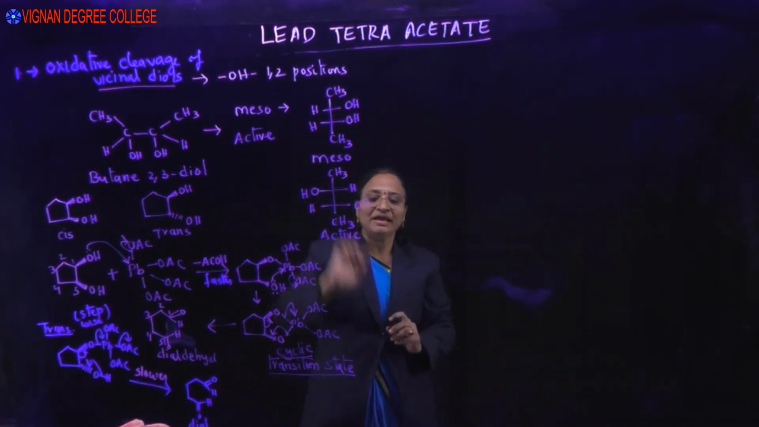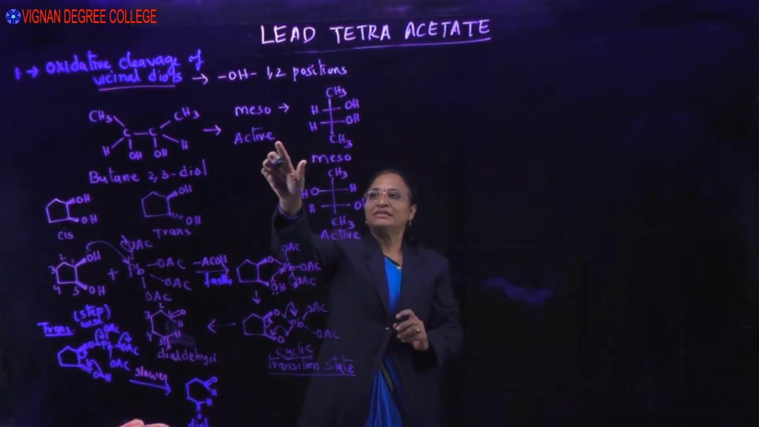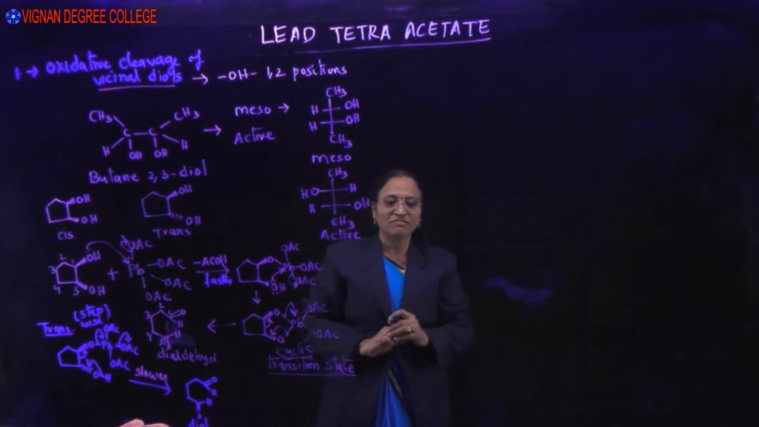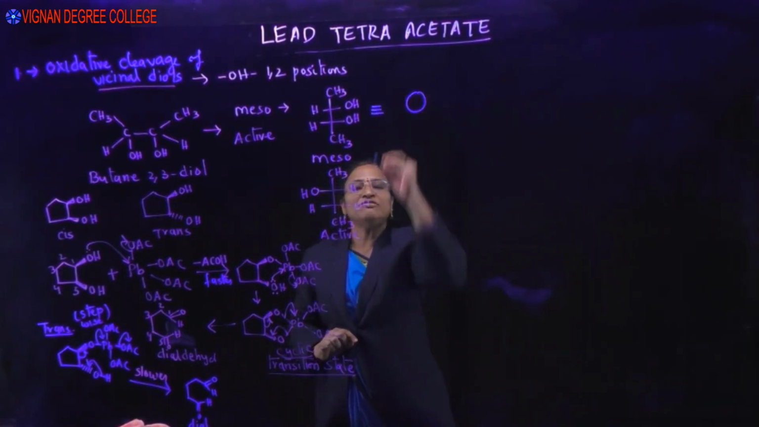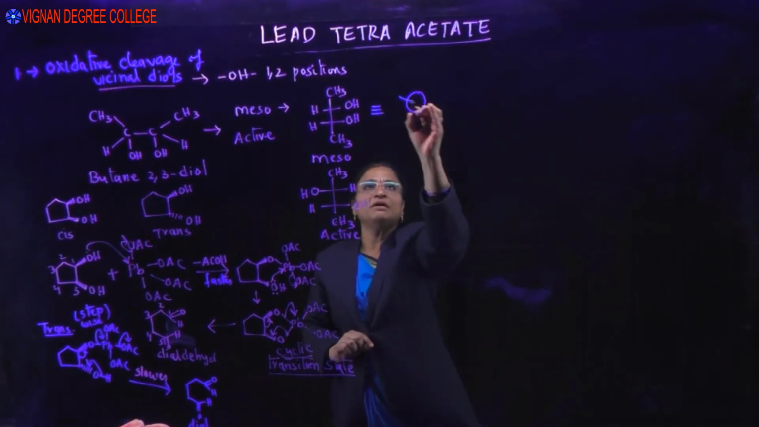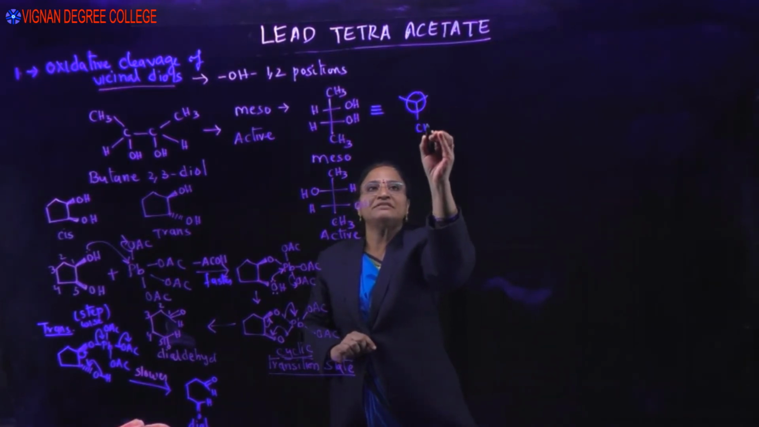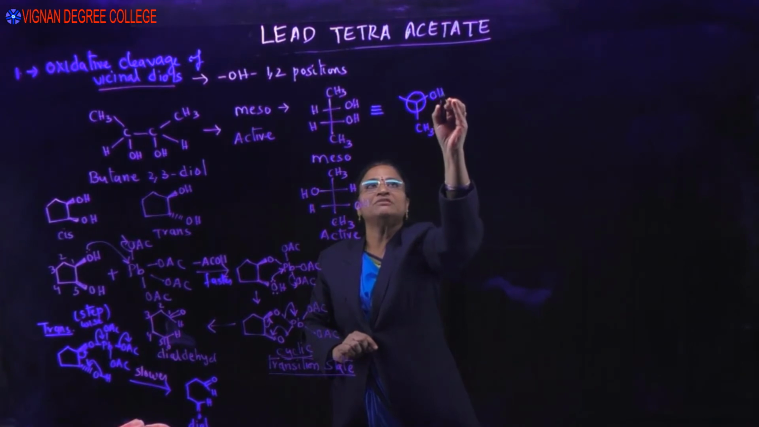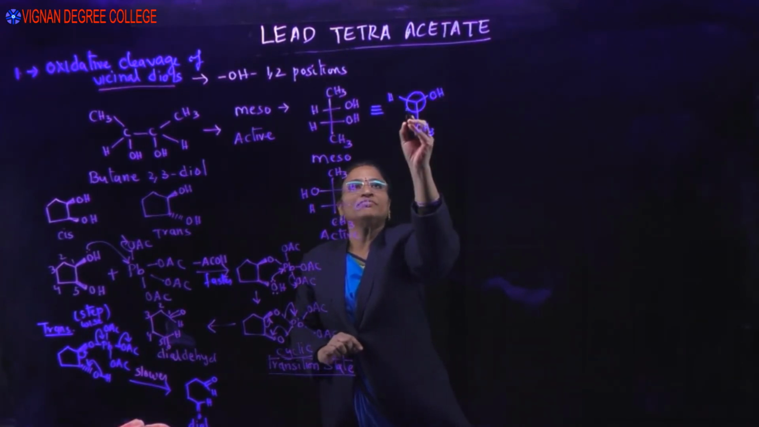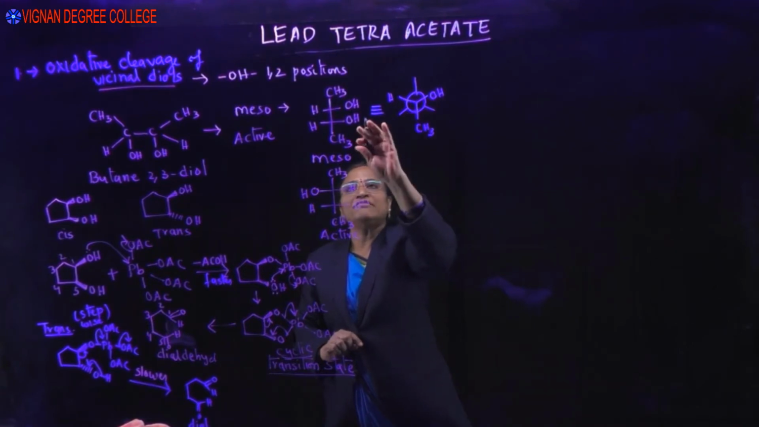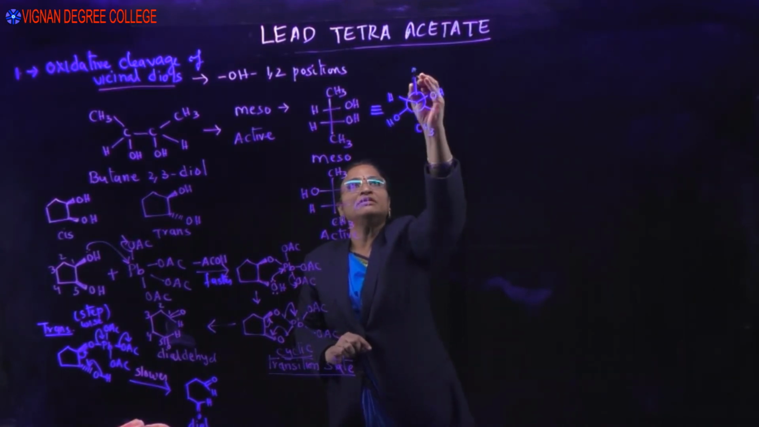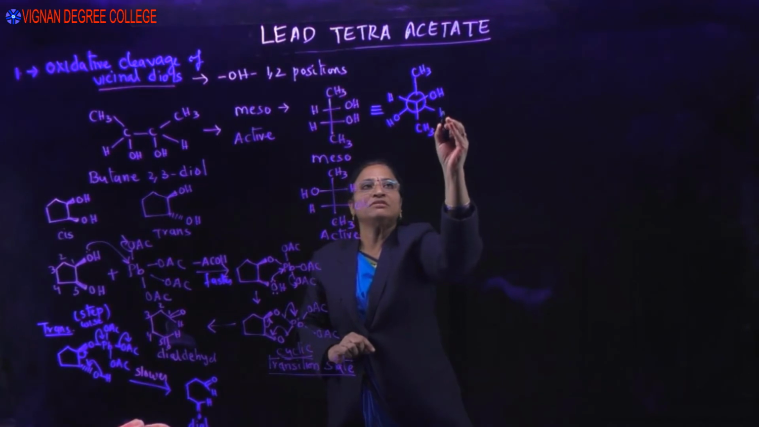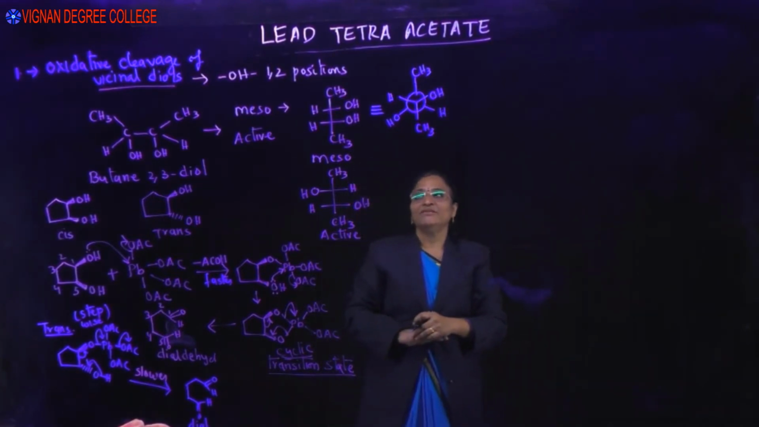Similarly, if you take an acyclic diol, I said the acyclic diol can exist either in the meso form or in the active form. So if I write the Newman projection for the meso form, I can write it as CH3, OH, H. Here the groups which are on the same side will be 180 degrees to each other. So this is OH, CH3, H.